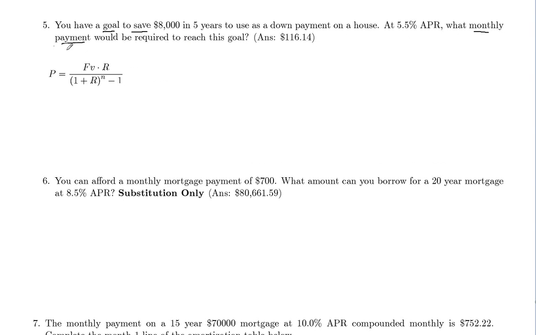Okay, because it says what payment, that's going to be a P equals formula. So now they gave us the goal, that's the end amount. So our future value is 8,000. And 5 years is time. We'll use that to figure our N. APR is 0.055.